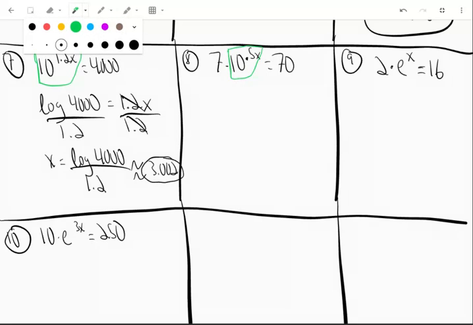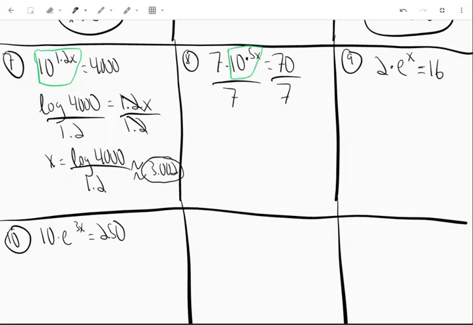Again, we have to isolate that term, so I'm going to divide both sides by 7 to start out with. So this will be 10 to the power of 0.5x equals 70 divided by 7 equals 10. So this will be log base 10 of 10 equals 0.5x.